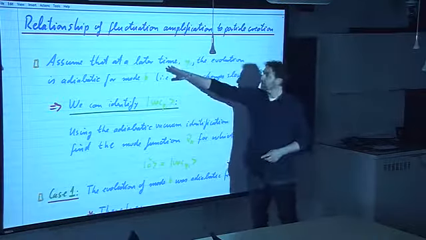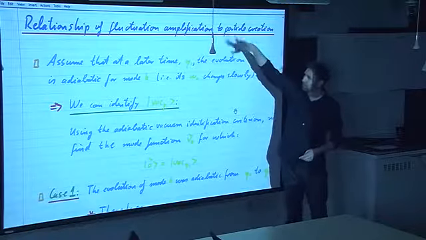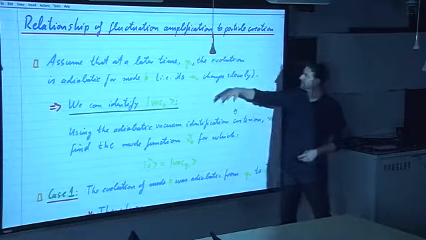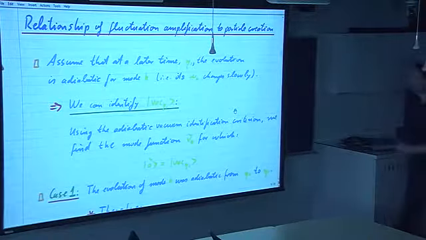Okay, so now let's assume that at a later time, eta 1, everything was prepared as we discussed at time eta 0. Now let's look at the later time eta 1.